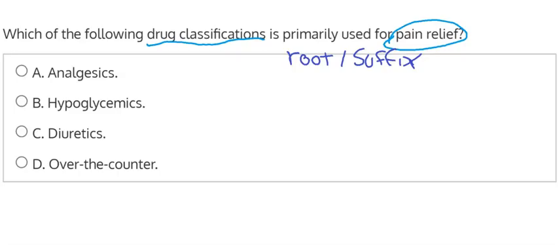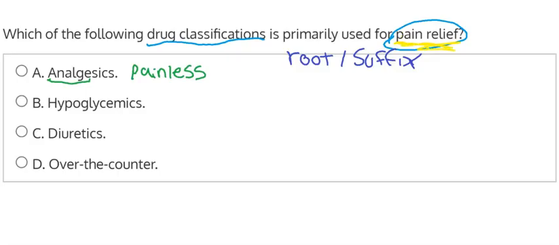For example, cardiomegaly would be relating to the heart, which is the root, and megaly is the enlargement that's happening to the heart. So let's look at the choices and see if we could identify any of these roots and suffixes. If we look at the first choice, analge, analge means to be in a painless state. Painless. And so an analgesic is a medication used to reduce pain, or in this case, to cause pain relief.